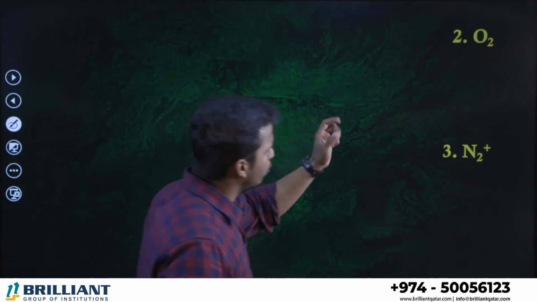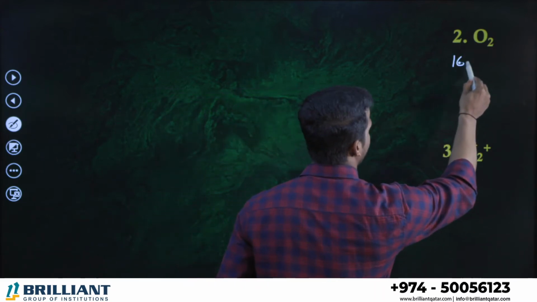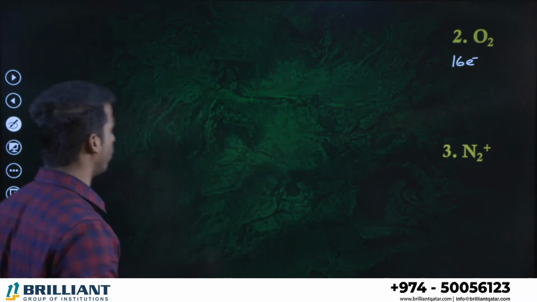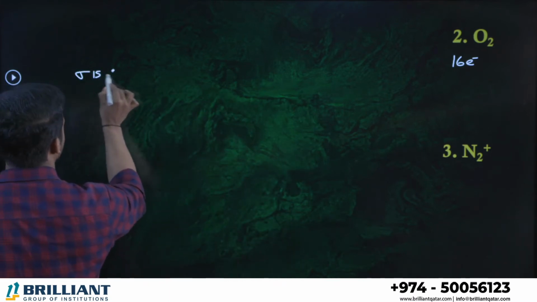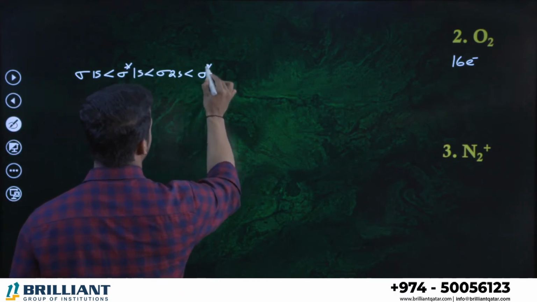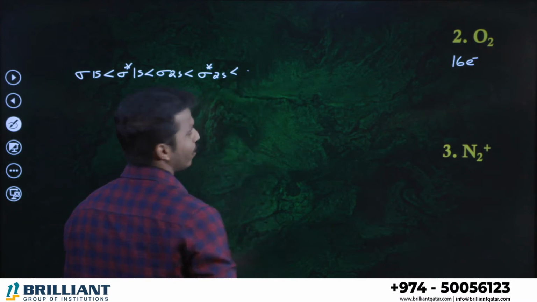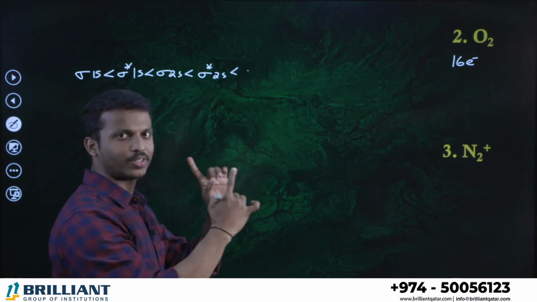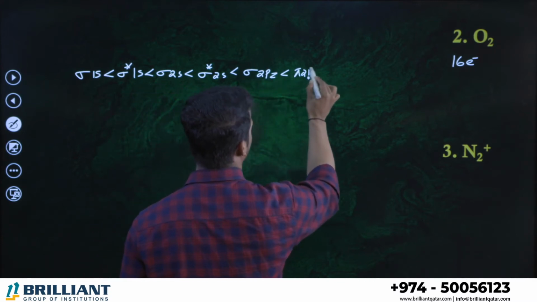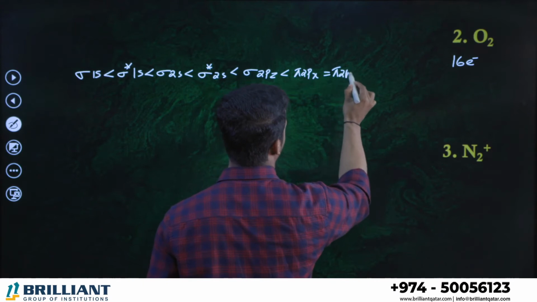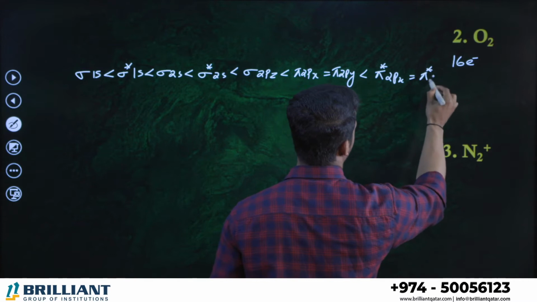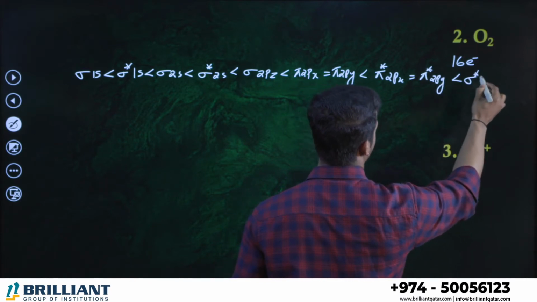For the molecule O2, it is a 16 electron system, dear all, right? 16 electrons. We have to apply the second equation. What is the second equation? Sigma 1s, sigma star 1s, sigma 2s, sigma star 2s. Do you remember? The fifth one and sixth one we interchange, right? What was that? Sigma 2pz here. Then pi 2px equal to pi 2py. Then we have pi star 2px equal to pi star 2py. Last one is sigma star 2pz.